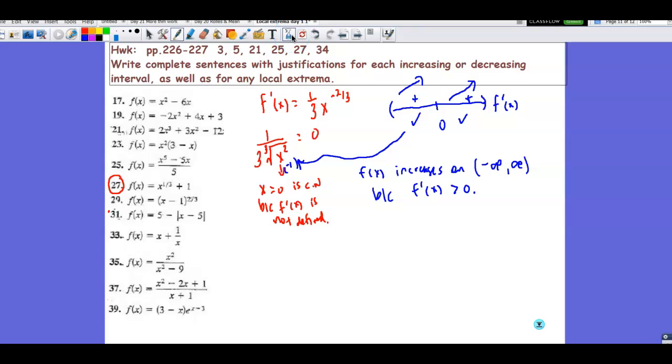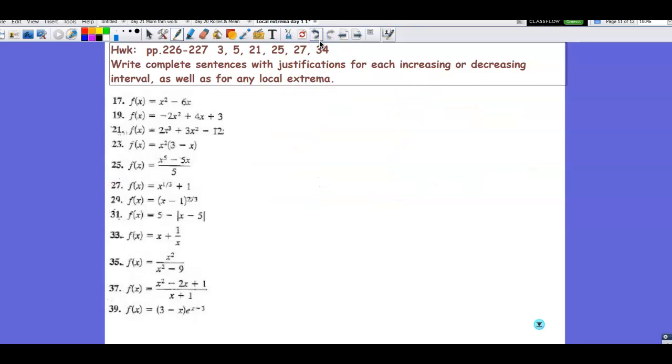And then finally, number 34. I made 34 disappear because I reset the screen. Oh, well, that's okay. I'll just go to my packet and write it down. All right, number 34. All right, here's number 34, even though it's not in my captured problems. 34 is y equal f of x equal x over x plus 1.